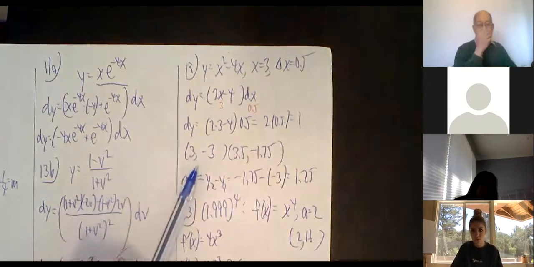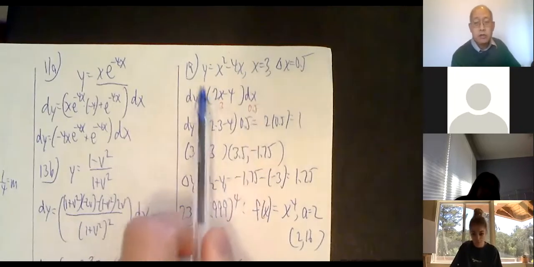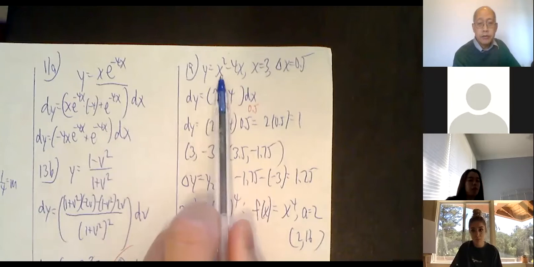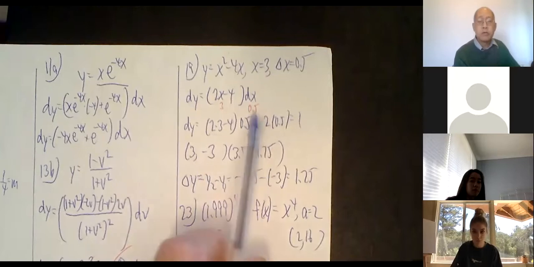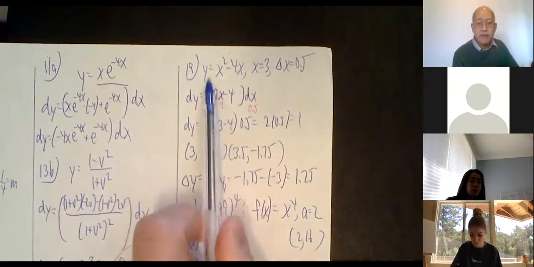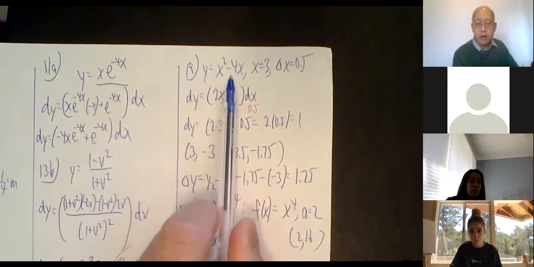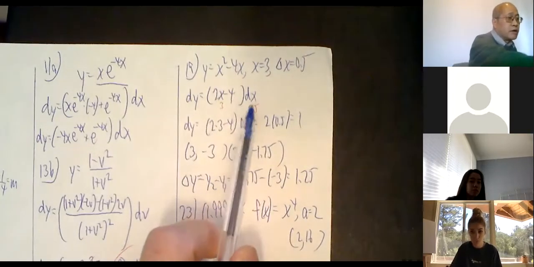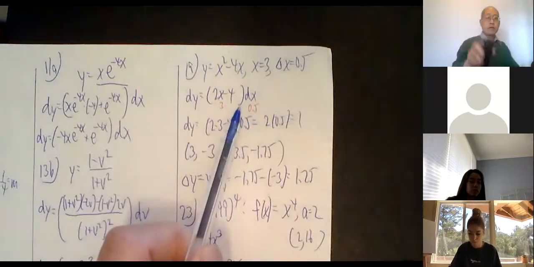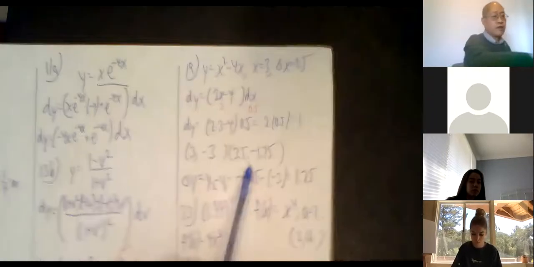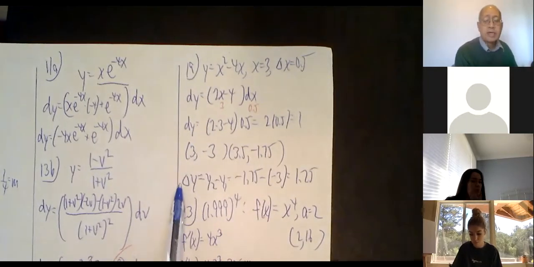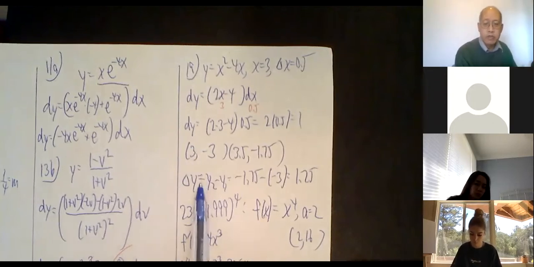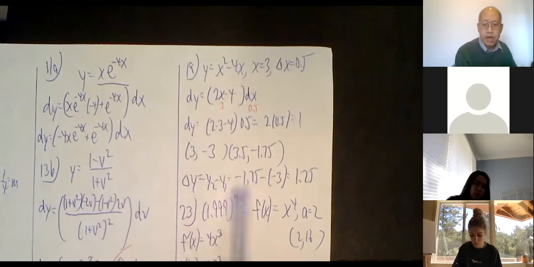Delta y is actually a little bit harder. You plug in 3, so 3 here and 3 here, that's 9 minus 12, it's negative 3. 3.5 is definitely harder. It's 3.5 squared minus 4 times 3.5. Just get your calculator out and punch it in. I already did it. It's negative 1.75. So delta y, the actual change in the function value, is y2 minus y1. So negative 1.75 minus negative 3 comes out to be 1.25.